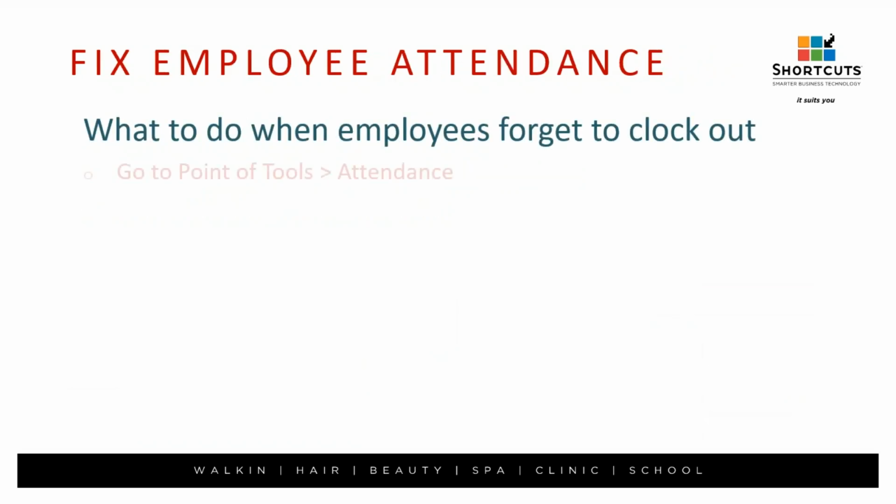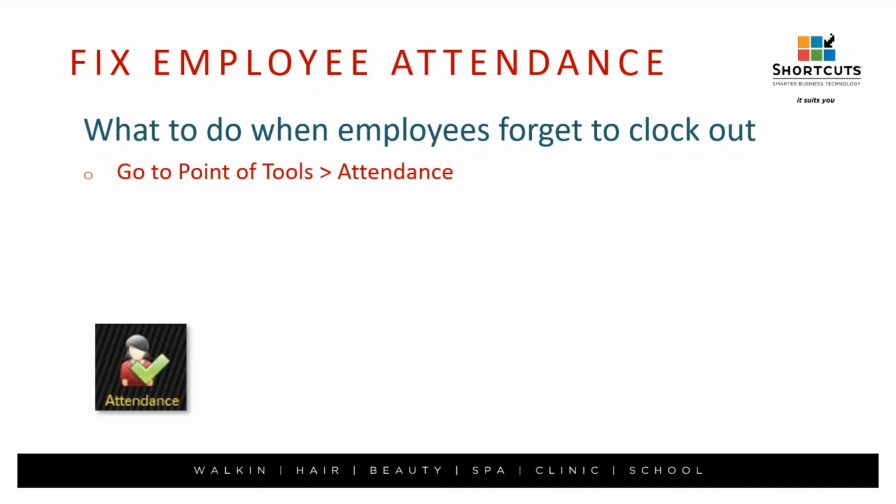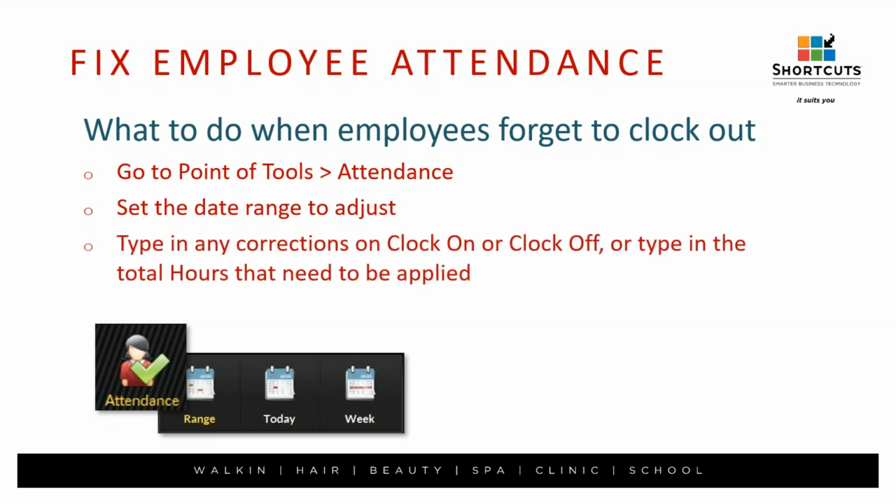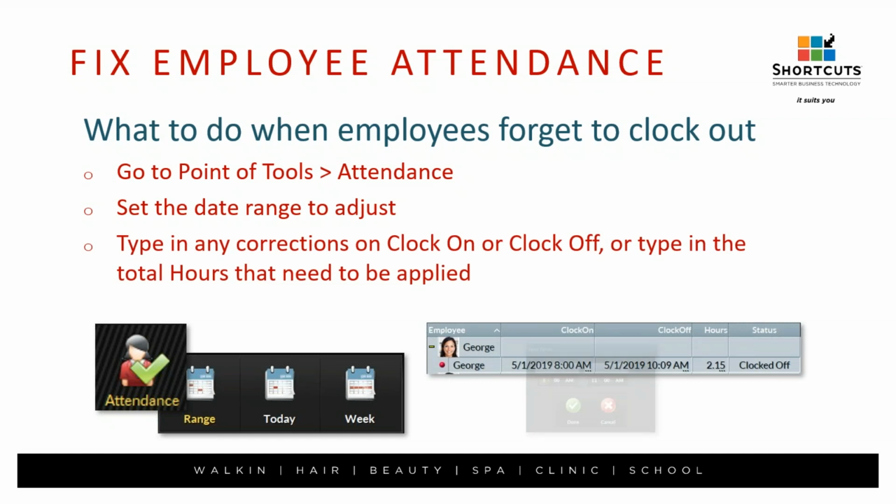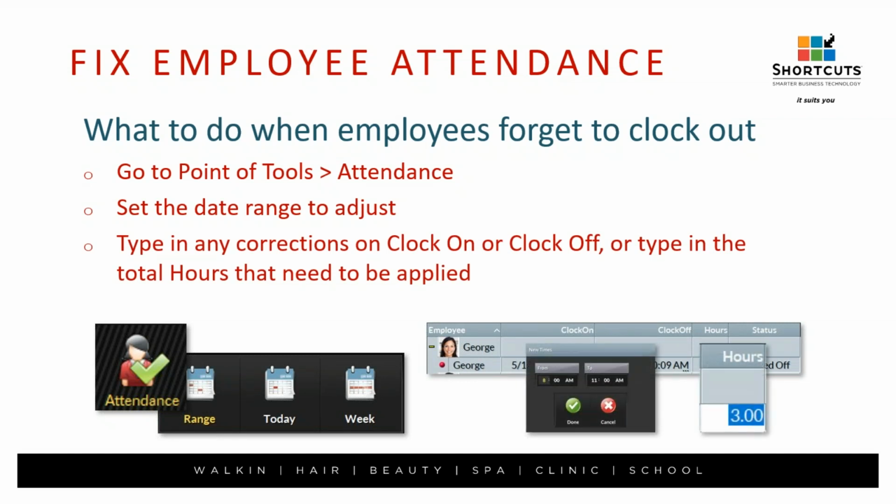So let's say you're looking at your report and you notice that an employee was clocked in for too little or too much time. So how do you fix it? You're going to go under the tools button to attendance. You're going to set a date range that you're searching for, whether it's this week or last week, and you're going to find the employee and adjust either the time they clocked in or the time they clocked off, or you can just go to the column that says hours and type in the total hours they should have for that day. And then when you go back to your reports and rerun your attendance report, then it'll actually reflect the changes that you just made.